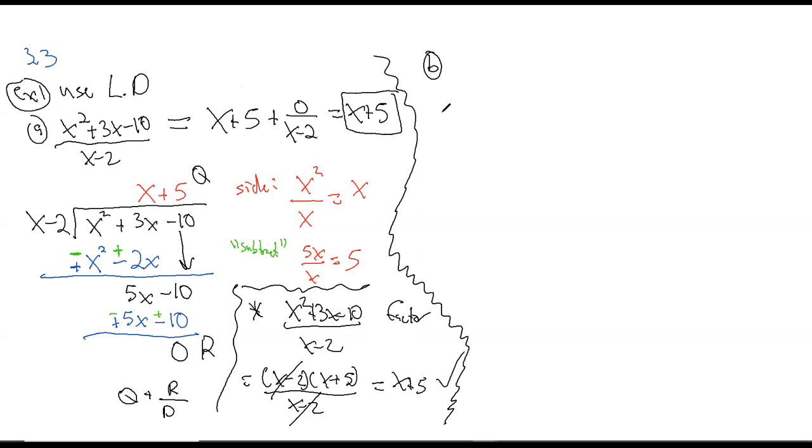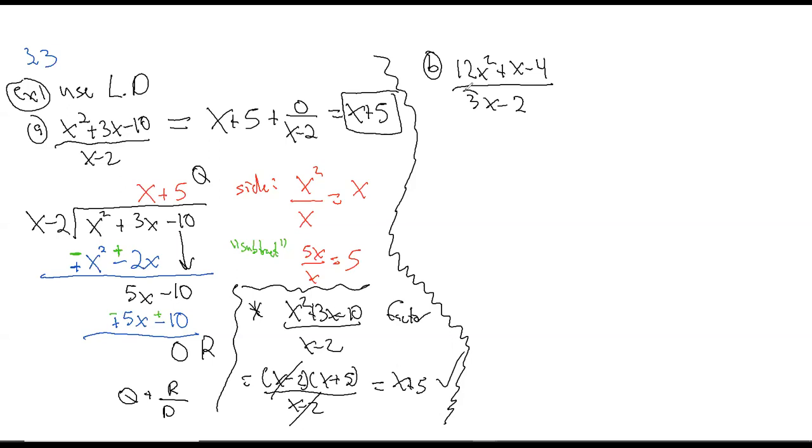B, let's go with 12x squared plus x minus 4, and let's divide that by 3x minus 2. Before I complete this problem, I want to mention something. A and B are very different. Oh, there's a 12 on the top. That's not why. It's the 3 in the bottom.